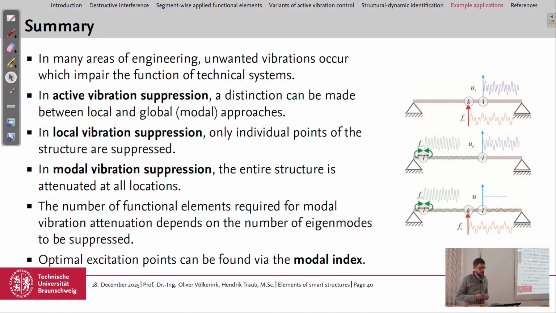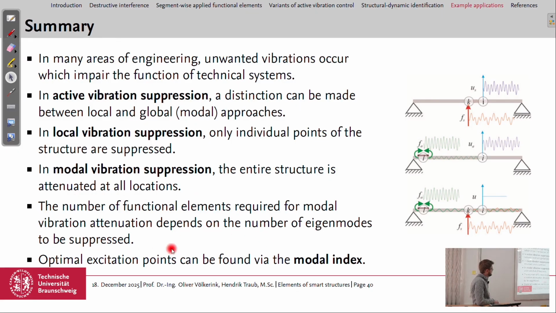Okay, with this, I'm at the end of this lecture, closing with the summary. We have unwanted vibration in many areas of engineering, which impairs the functions of technical systems. And we had a deeper look at two active vibration suppression methods. The local vibration suppression, where only individual points are suppressed at the structure. Then there is the modal vibration suppression, where the entire structure is calmed down, or at least the selected eigenmodes we want to tackle.